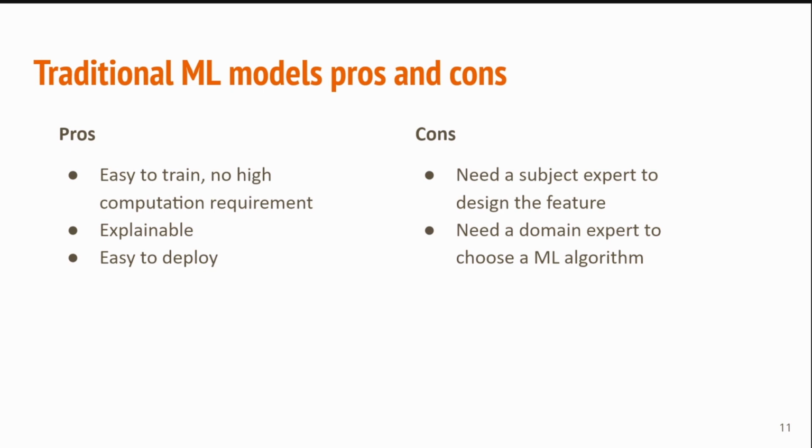And the other cons are, as I mentioned, it needs domain expertise to come up with a feature. Or sometimes a feature working on one problem may not work in another problem. So feature engineering is a very difficult task. And also choosing an algorithm requires a domain expert.